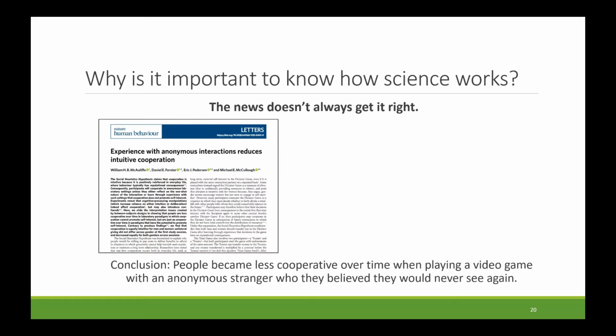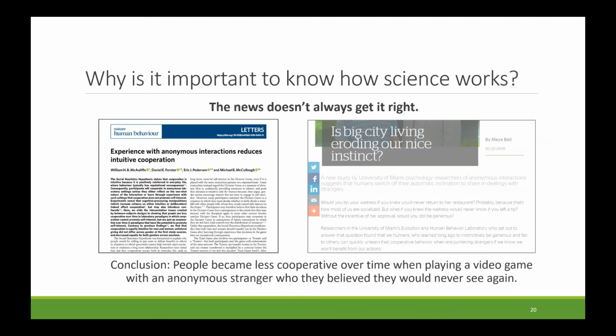Now, when the press release on this study was put out by the media, here is the headline. Is big city living eroding our nice instinct? Okay, whoa, that's kind of different. So this headline and even the contents of the article itself might lead you to believe that the researchers looked at how nice people are who live in cities versus how nice people are who live in rural areas, and that people in cities are not as nice.